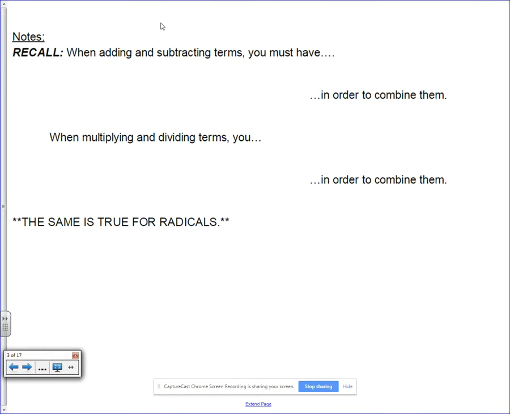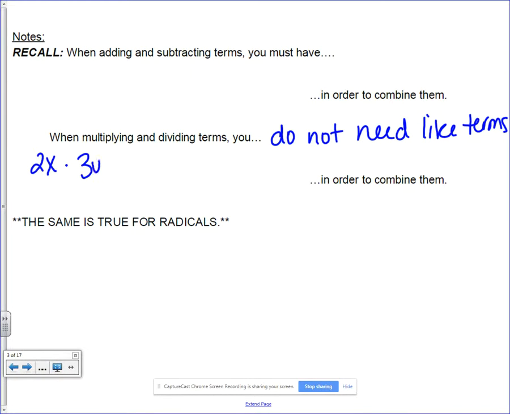Remind me, I'm going to skip down here to where it says multiplying and dividing. When you multiply and divide, you do or do not need like radicals? You don't. You do not need like terms in order to combine them. What about 2x times 3y? What do you get? Everybody good? Multiplying? Okay. What about when you're adding and subtracting?